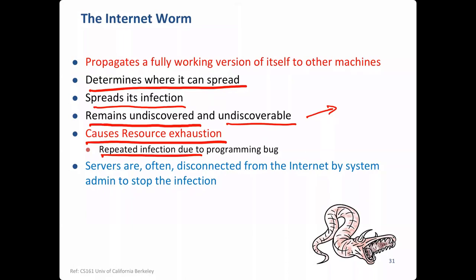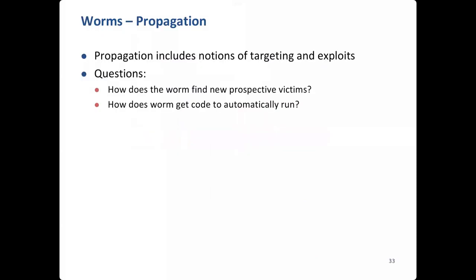Now, if a machine gets a worm, then the system admin will simply disconnect that machine from the network and then start cleaning it up, right? Because that machine will be used to further spread the infection. Okay, all right. So propagation: now the worm has to find out where to spread. So it has to find out targets, and then it has to find out the exploits on those targets.